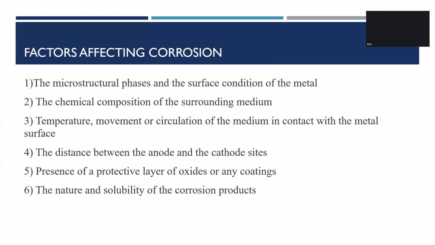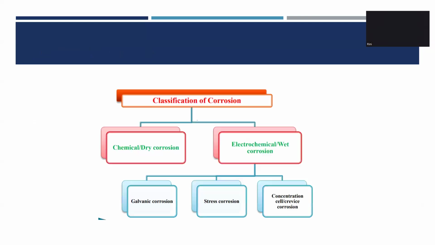Coming to factors affecting corrosion: the microstructural phases and the surface condition of the metal, the chemical composition of the surrounding medium, temperature, movement or circulation of the medium in contact with the metal surface, the distance between the anode and the cathode sides, presence of a protective layer of oxides or any coatings, and the nature and solubility of the corrosion products.